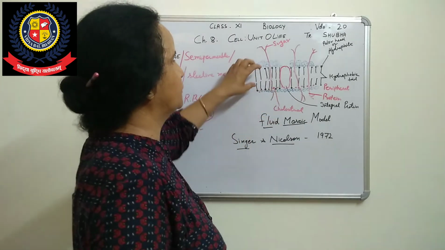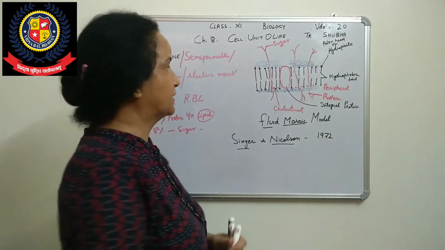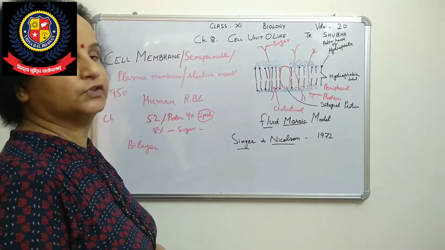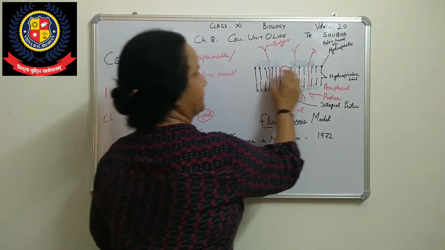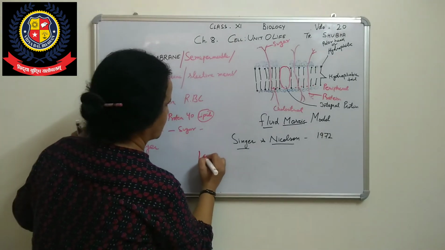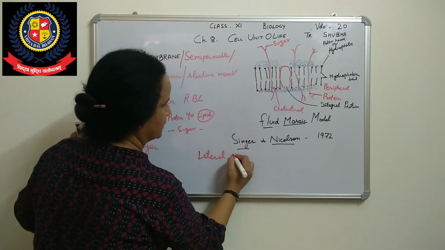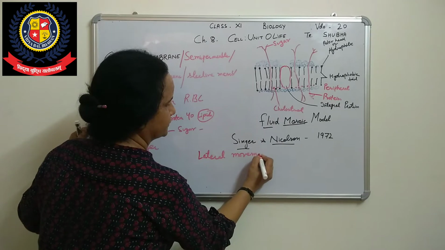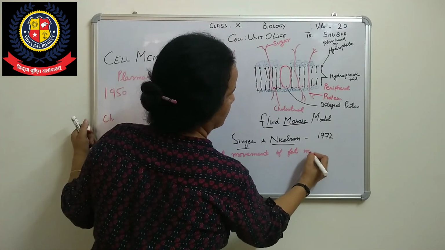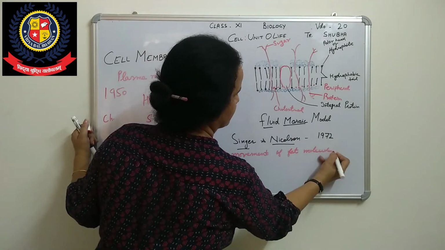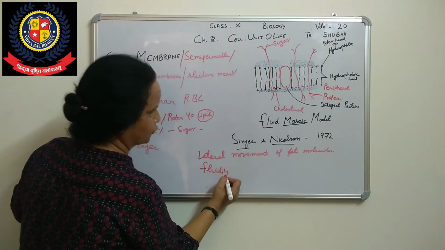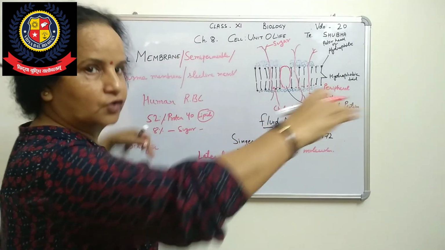What we have seen here is that these fat molecules are in a bilayer. These molecules are moving laterally. Right? There is lateral movement of fat or lipid molecules. That lateral movement of fat molecules is called fluidity, which will help molecules move horizontally also.